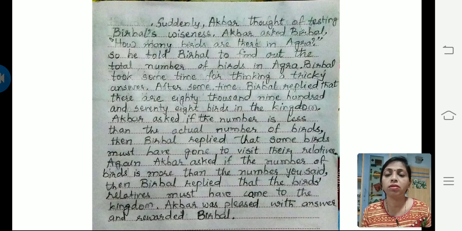Birbal, now see the next outline. Birbal wants time for finding out. Birbal comes up with the number of birds. So Birbal took some time for thinking a tricky answer. After some time, Birbal replied that there are 80,978 birds in the kingdom. Birbal just guessed one number and said that there are 80,978 birds in the kingdom.